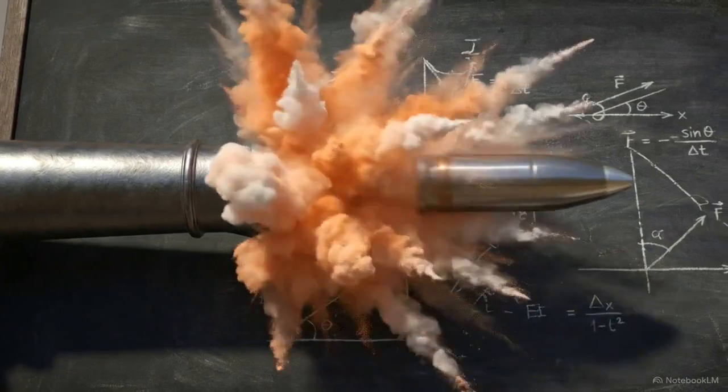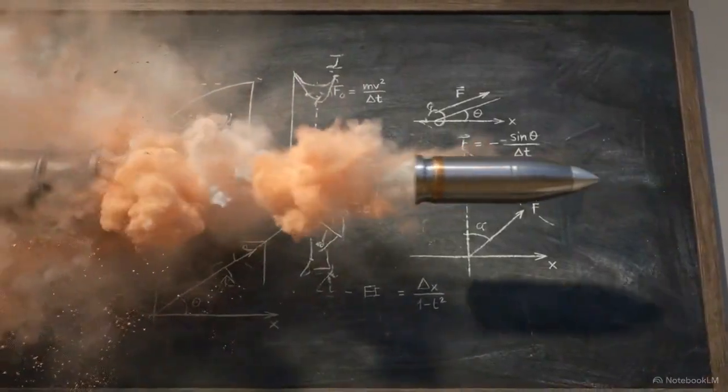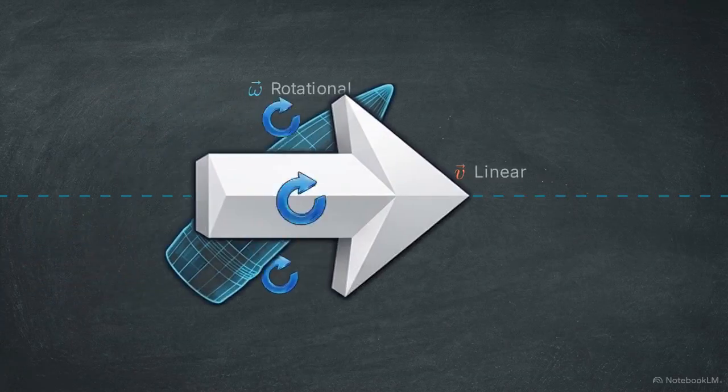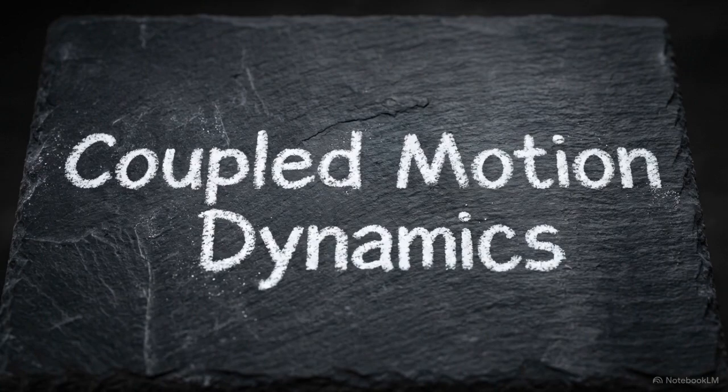An artillery shell erupting from a cannon barrel presents a specific challenge for kinematics. It travels forward at hundreds of meters per second while simultaneously spinning at high frequency along its longitudinal axis. Irodov problem 1.45 asks us to quantify this relationship.